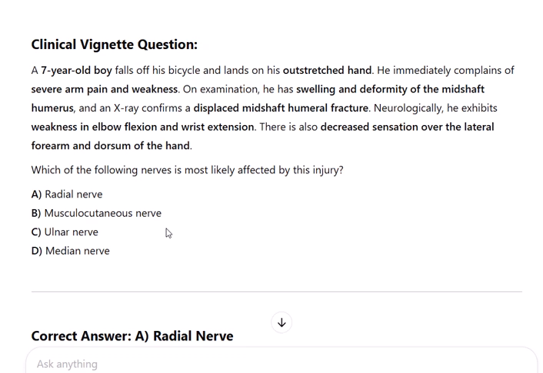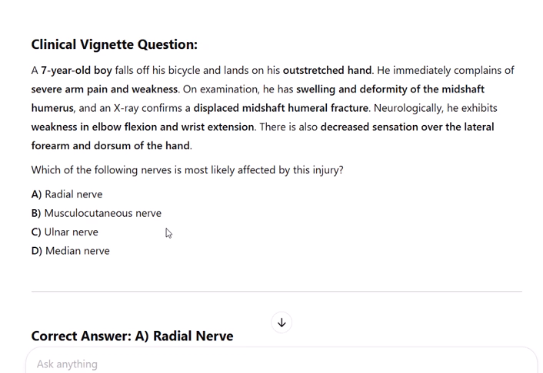He immediately complains of severe arm pain and weakness. On examination, he has swelling and deformity of the midshaft humerus, and an X-ray confirms a displaced midshaft humeral fracture. Neurologically, he exhibits weakness in elbow flexion and wrist extension. There is also decreased sensation over the lateral forearm and dorsum of the hand.